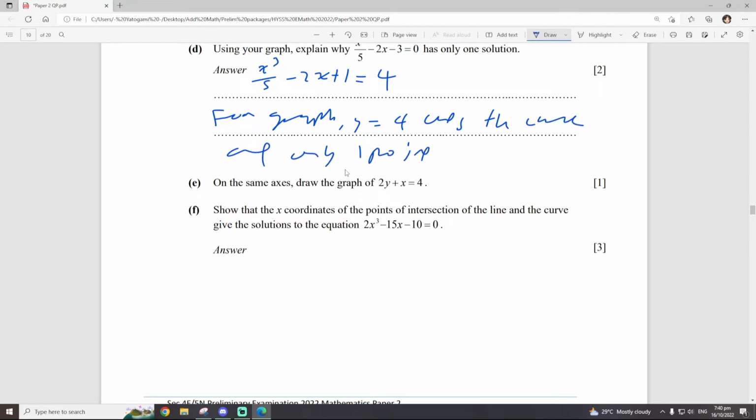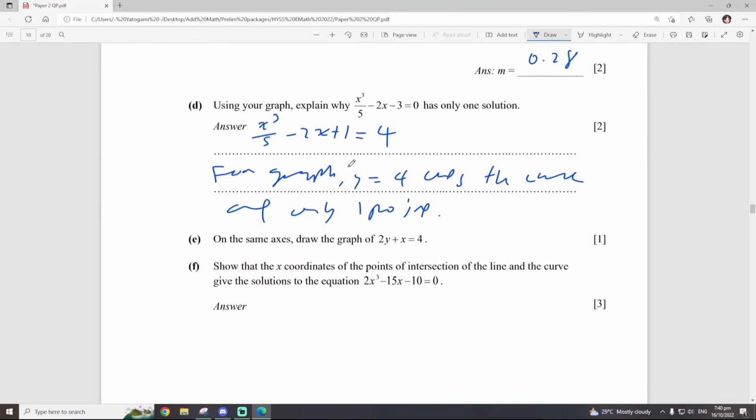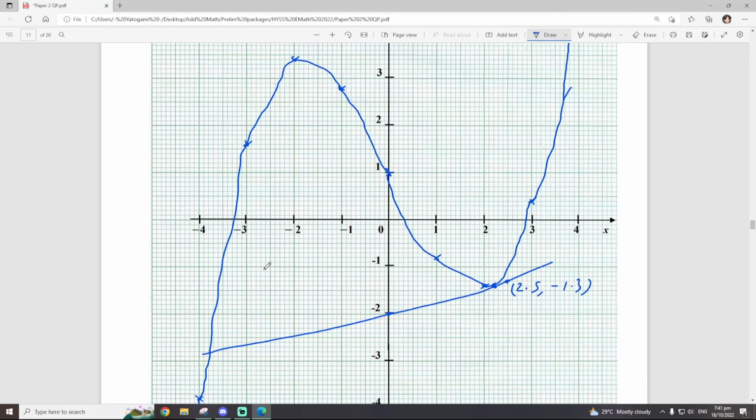I'm not sure if they need you to actually draw the line y equals 4, but you can kind of see it. On the same axis, draw the graph 2y plus x equals 4. If you need the slope-intercept form, you can get it quite easily. y equals negative half x plus 2. And then you can draw that line, so that will be here.